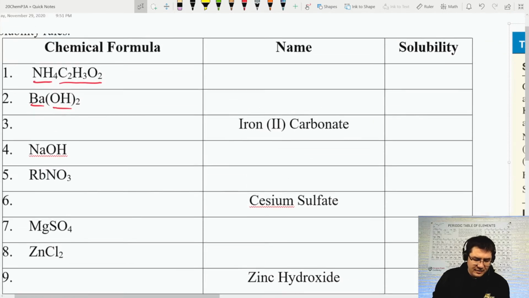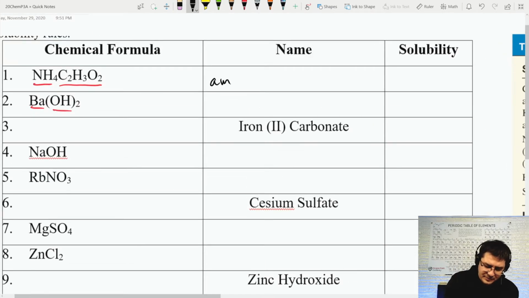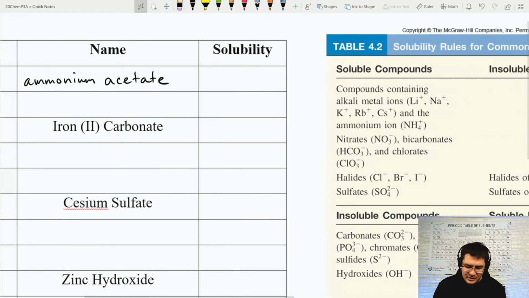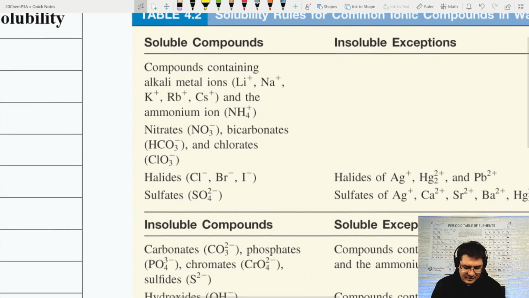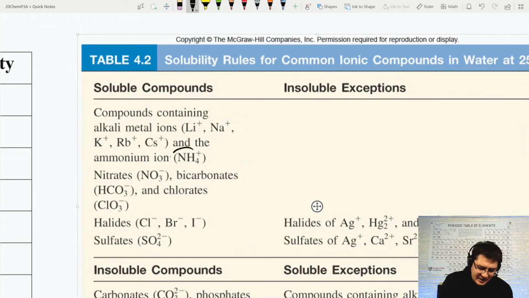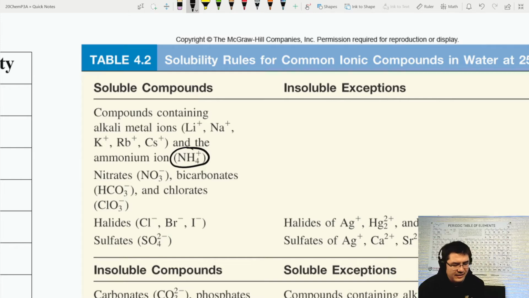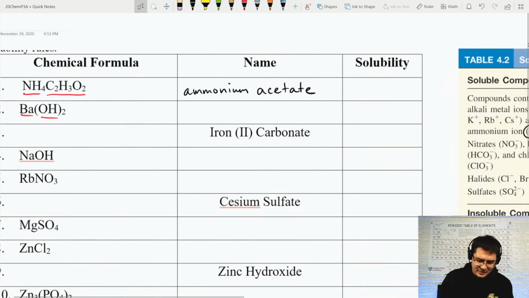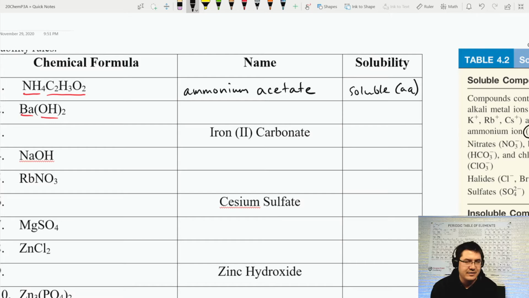Okay, so first of all, NH4 plus, that's called ammonium. And then C2H3O2 is called acetate. Okay, so ammonium acetate, you have to find either NH4 or C2H3O2 on here. So I can see right off the bat, I've got the ammonium ion, and since NH4 plus shows up in the soluble list with no insoluble exceptions, then I would say that this one is soluble. So I could just denote that as AQ.